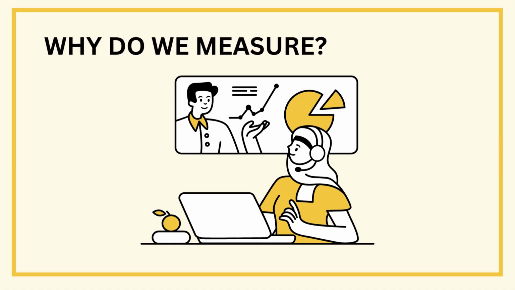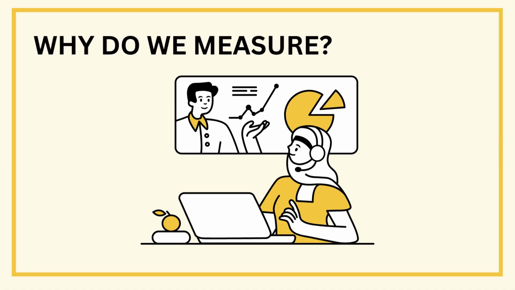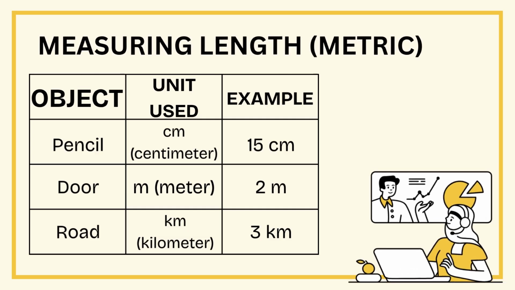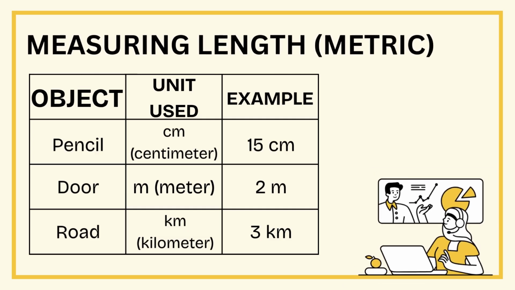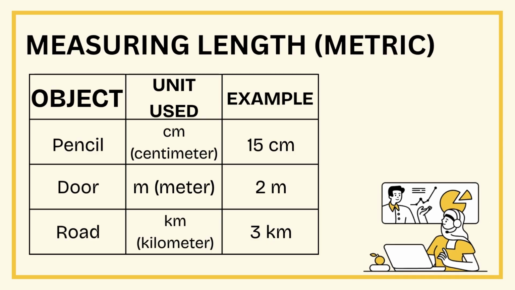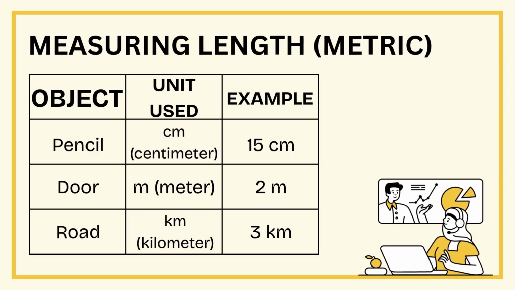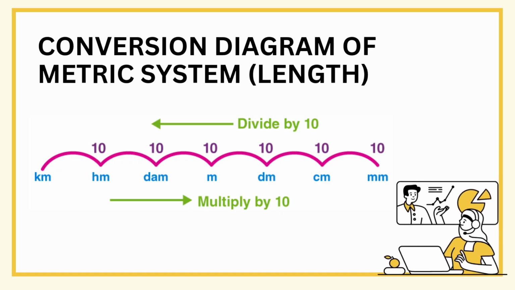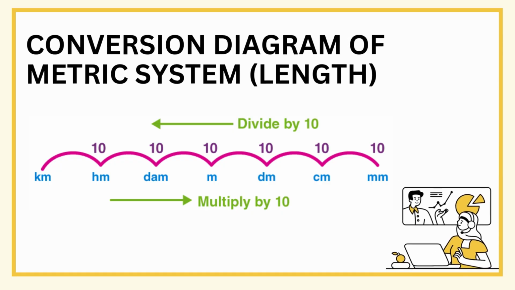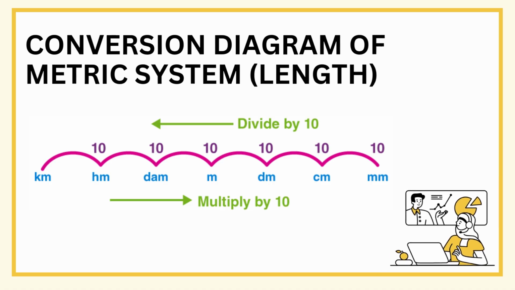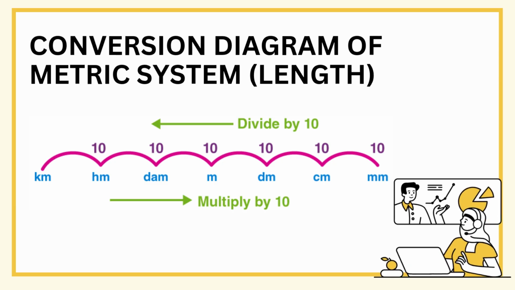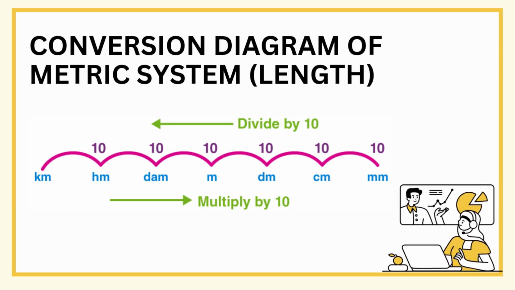We measure to find how long, how heavy, or how much space something takes. Length is measured in centimeters, meters, or kilometers depending on size and the object that we are going to measure. We can choose the appropriate dimensions to use. Given in this table is the conversion table of the metric system in terms of length. For example, if I want to convert 1 kilometer to meters, then I multiply it by 10 times 10 times 10, which will result to 1000 meters.